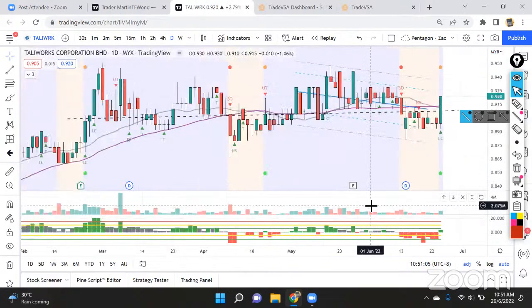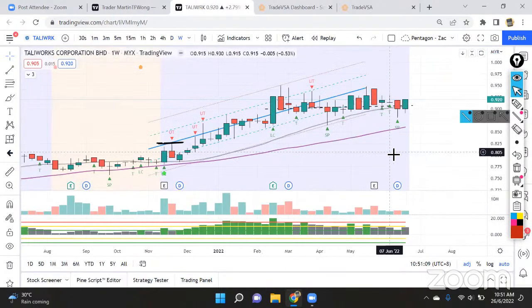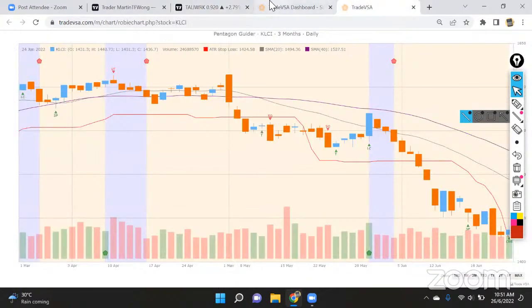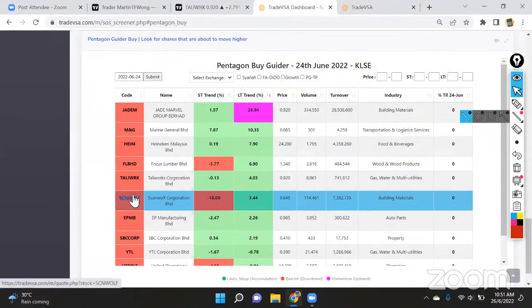The volume is not that obvious, just very average. For me, let's pull up the weekly chart. It's still moving up in a sideways pattern, but nothing interesting. Scan, I think we just covered.